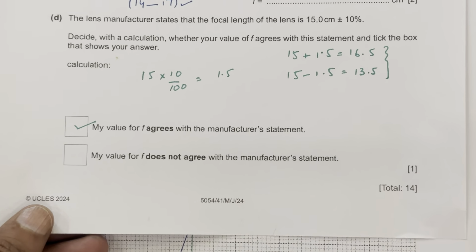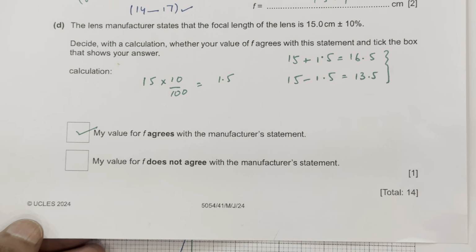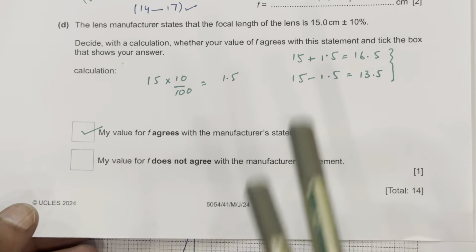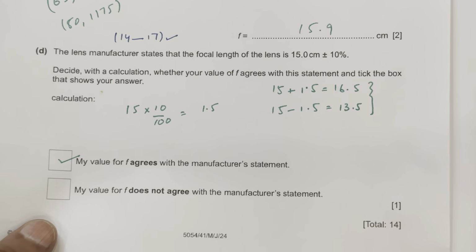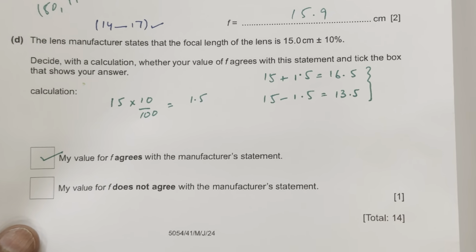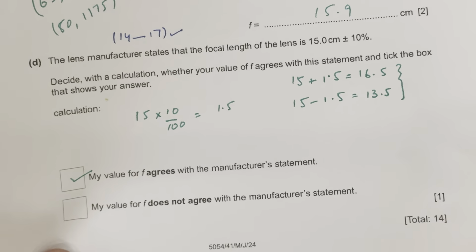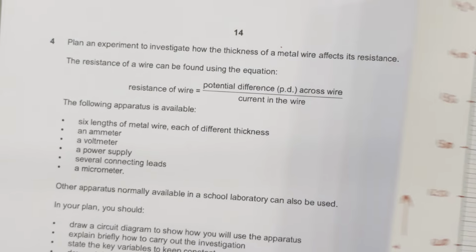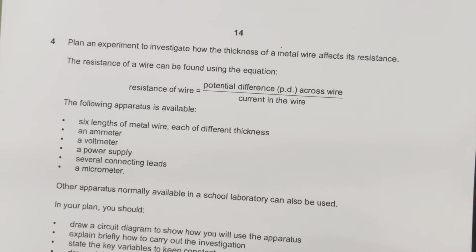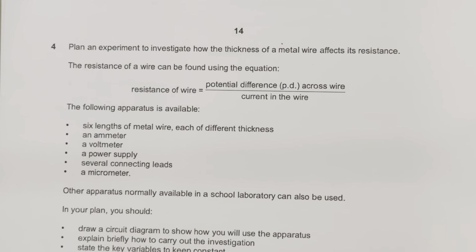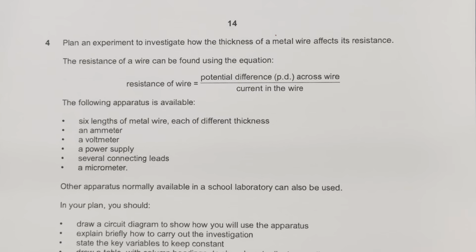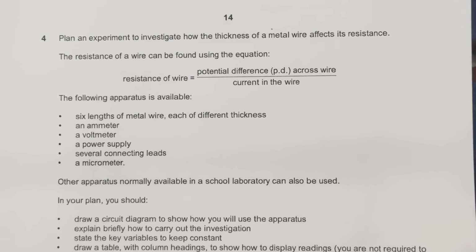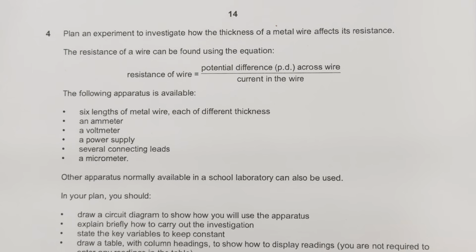So we check the first box that was written: my value for the f agrees with the manufacturer statement, because it is within the range of 10 plus minus 10%. Okay, so this is how we have completed this question. Again, this was an easy question, but you need to attempt it very carefully, and most importantly for P4 papers, you need to read your question very carefully and slowly, so you can't miss any point of it.